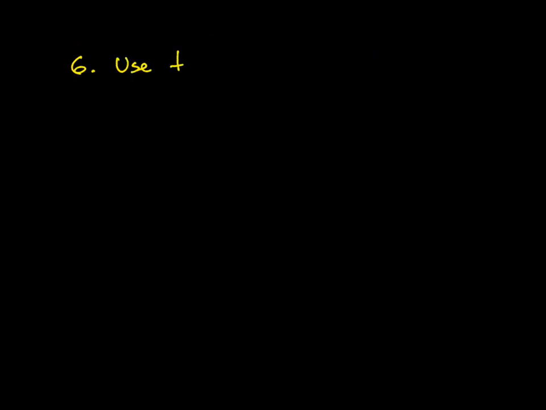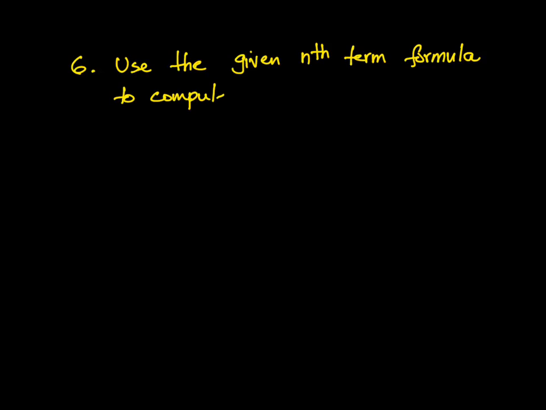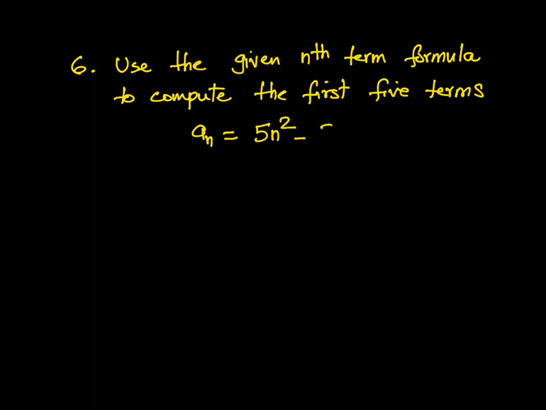Question number 6. Use the nth term formula. They gave you a formula in this question. Use the nth term formula to compute the first 5 terms. So you have to calculate A1, A2, A3, A4, and A5. So you're going to have 5 answers here. A_n is the nth term that's given to you. A_n is equal to 5n squared minus 3n. And you have to figure out the first 5 terms.